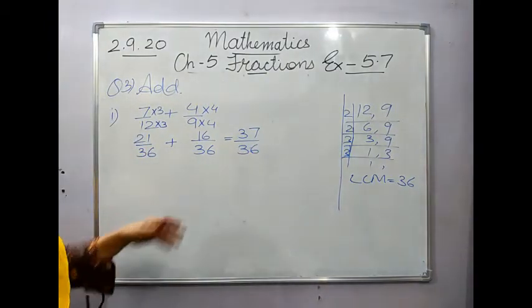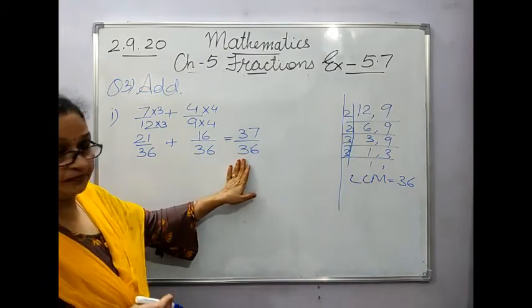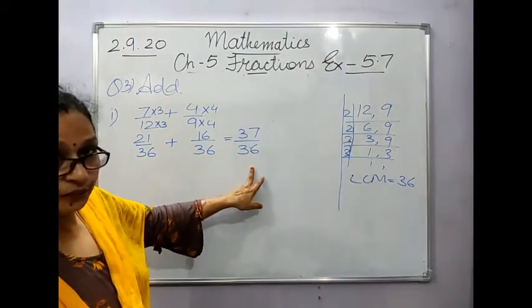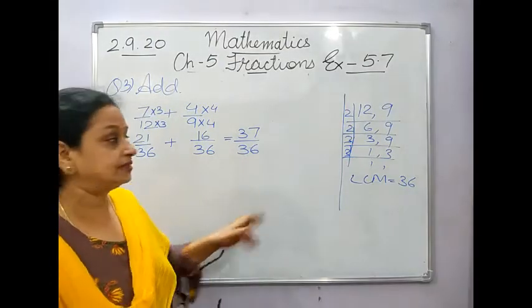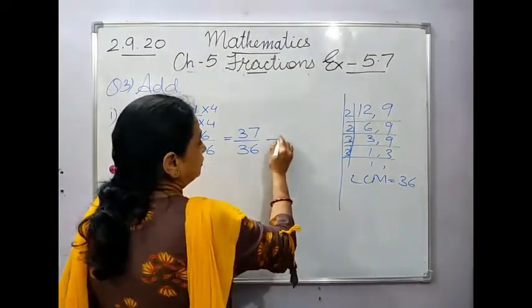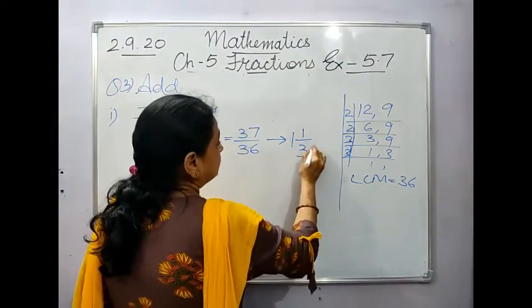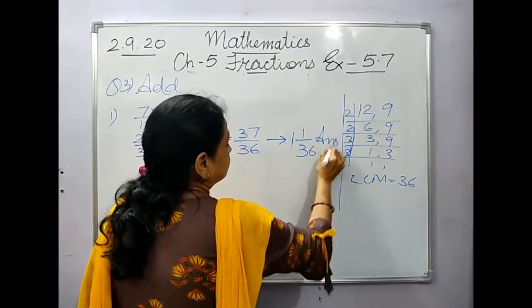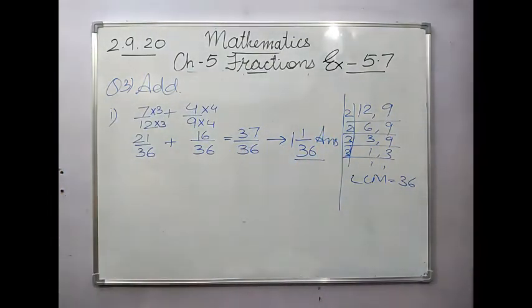37 upon 36. Now this is an improper fraction. The numerator is greater than denominator, and you know in the answer you have to reduce them to the lowest term. So if you reduce, you divide in the rough. 1 whole number 1 upon 36 will be your answer. Try to understand, have a look over here.